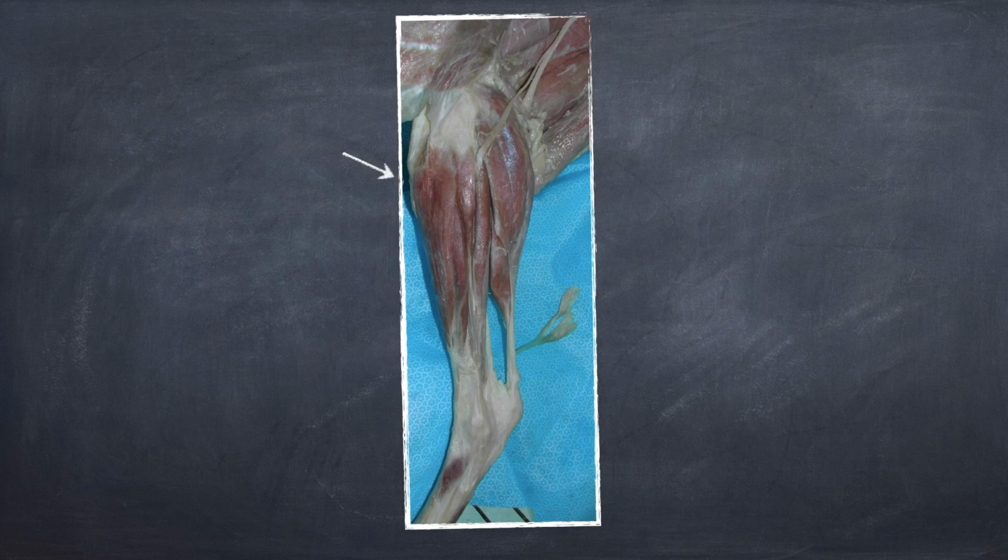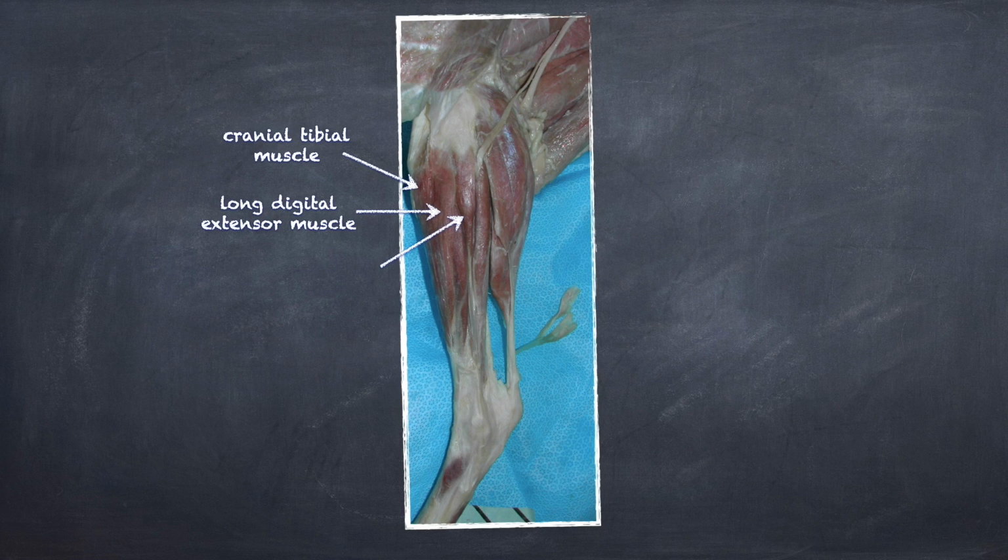So, most cranial muscle is the cranial tibial muscle. We move more caudolaterally. We've got one that goes all the way down to the digits. It is the long digital extensor muscle. Then the triangular one adjacent to that is the peroneus longus muscle. Okay, moving around caudally.